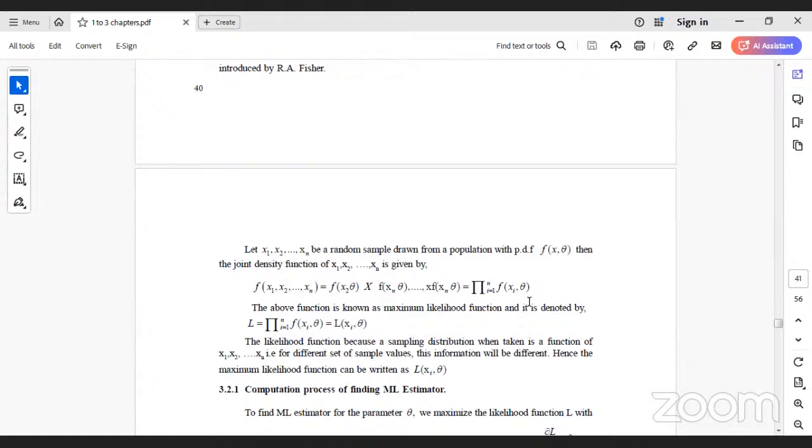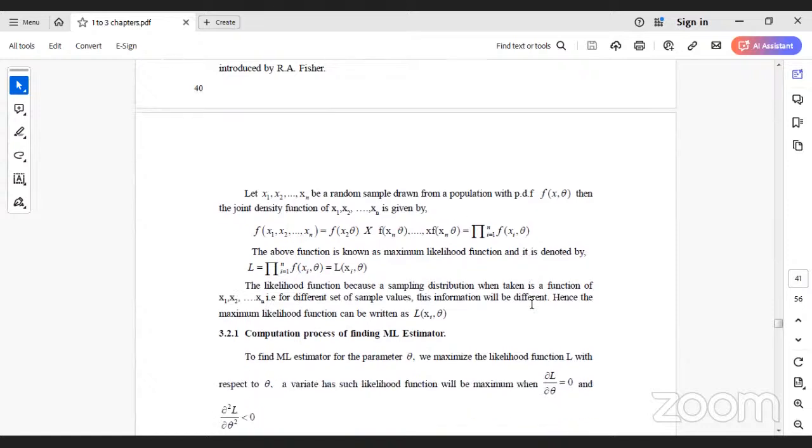is given by f(x1, theta) f(x2, theta) ... f(xn, theta), which is the product for i equal to 1 to n of f(xi, theta). The above function is known as the maximum likelihood function. It is denoted by L, equal to the product for i equal to 1 to n of f(xi, theta).